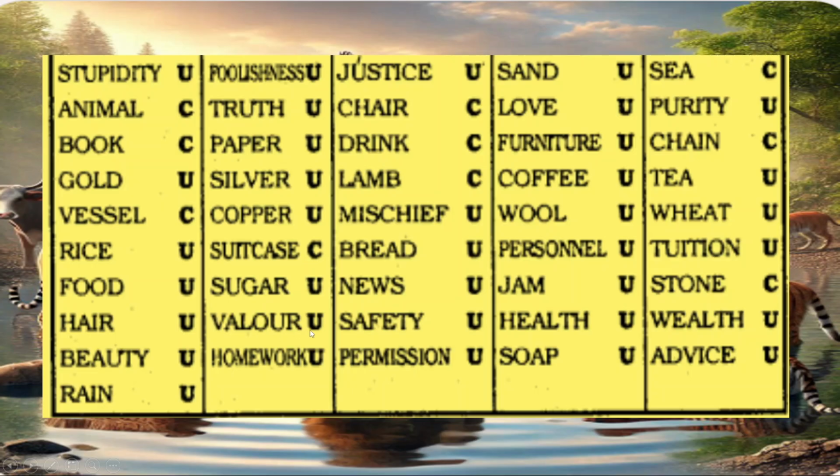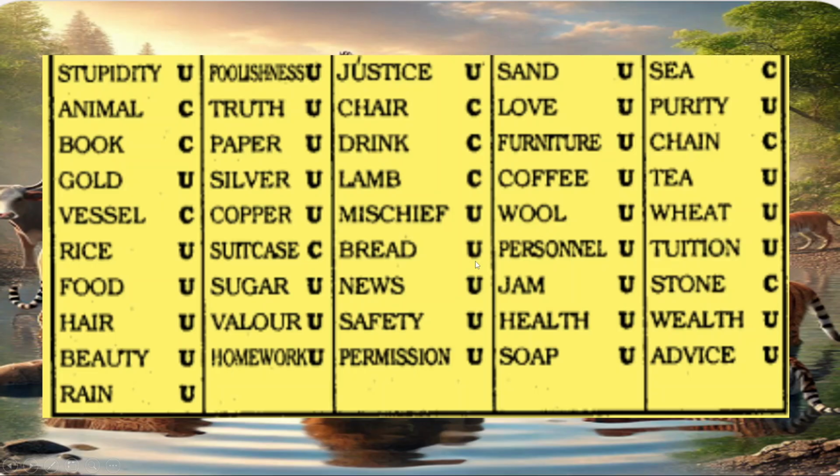Value is uncountable. It is qualitative. Homework. If you ask the students, they will understand this pain. Is homework countable? No, it is never ending. They'll say justice uncountable. Chair is countable. Justice is qualitative. Drink is countable. Lamb is countable. Mischief is uncountable. Mischief, cheating, all these are uncountable, because those are qualities.